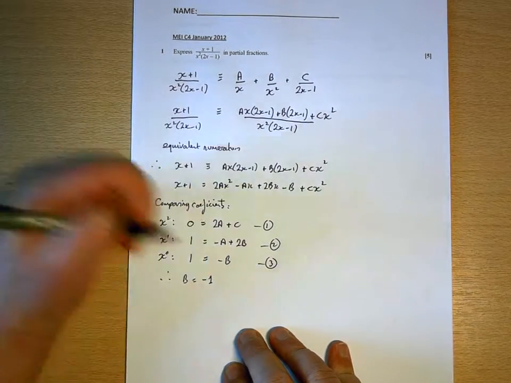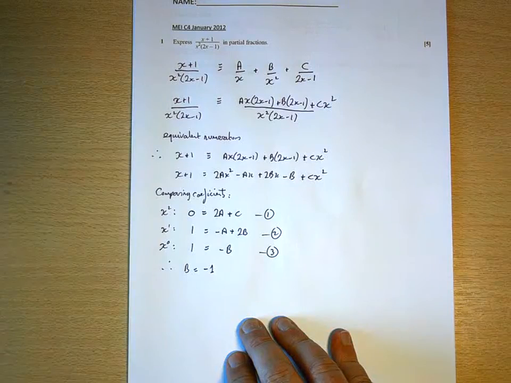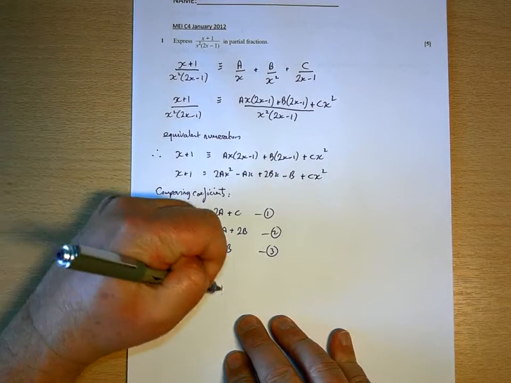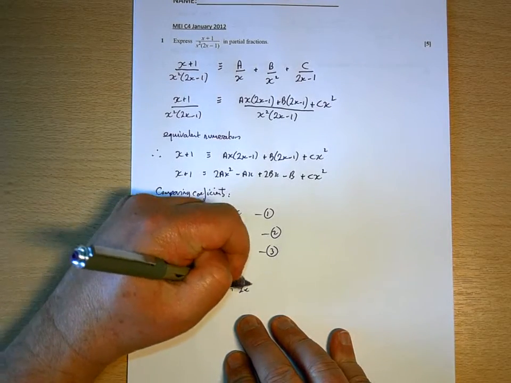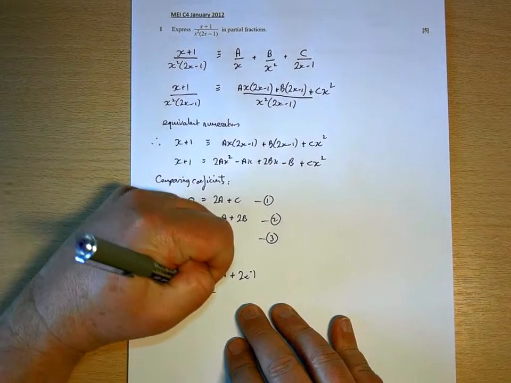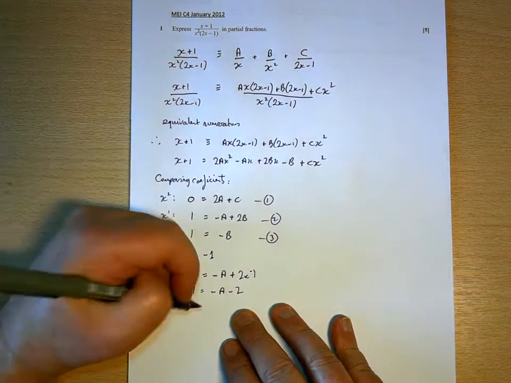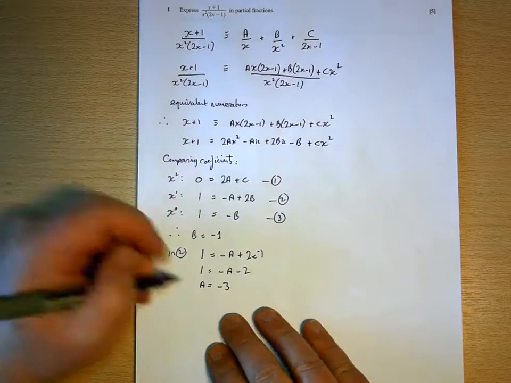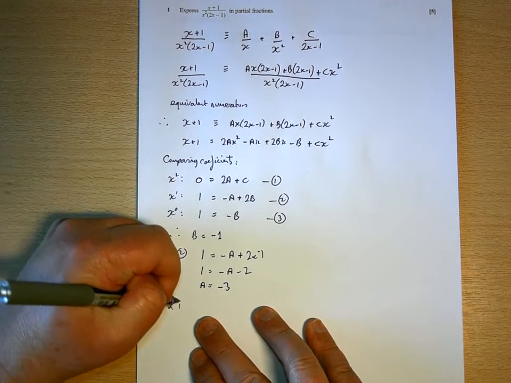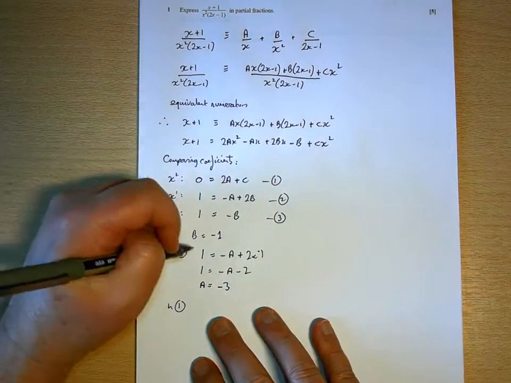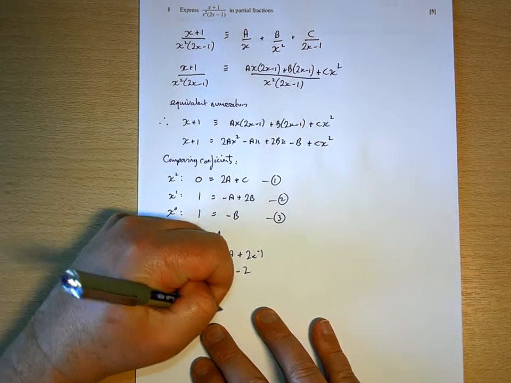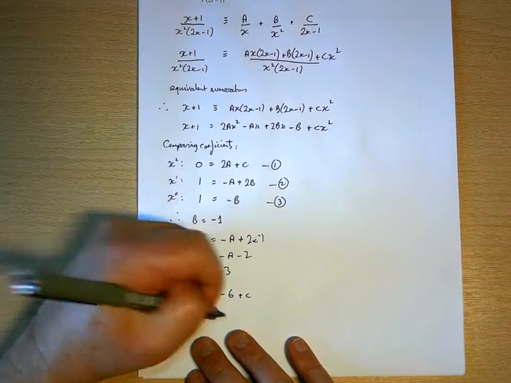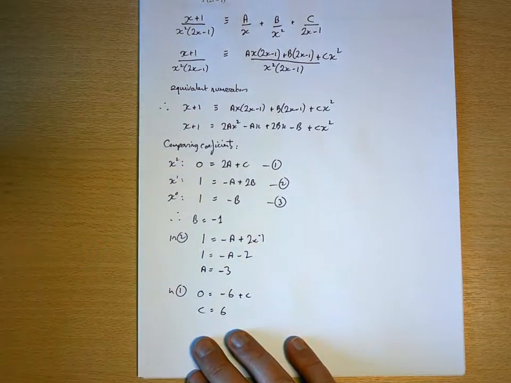So therefore b is minus 1. If I put that into 2, 1 equals minus a plus 2 lots of negative 1. So a will be negative 3. And if I put that into equation 1, we get 0 equals minus 6, minus 3 times 2 plus c, so c equals 6.